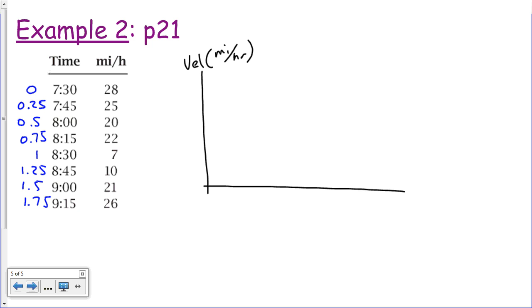On my y-axis, and I have my time, which is now measured in hours. I've converted those over to hours here for me, along my x-axis. And in order to get the distance that I've traveled, I know that the distance is equal to my velocity times my time.